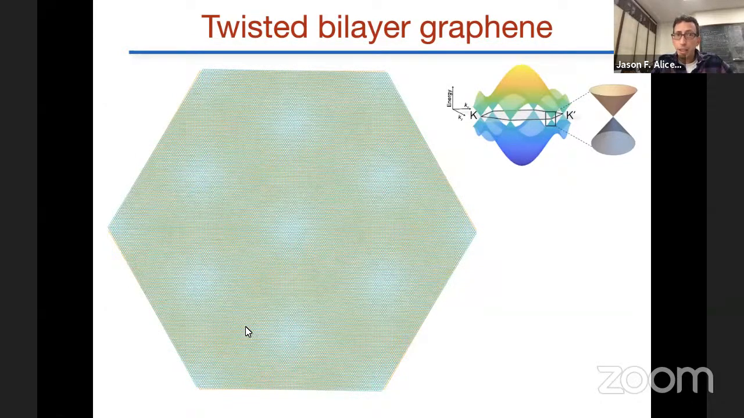I've stopped this rotation at a twist angle of 1 degree, which is very close to the so-called magic twist angle for twisted bilayer graphene.